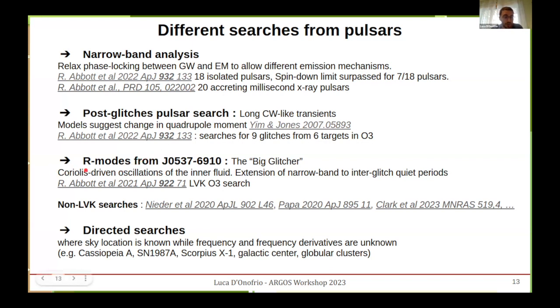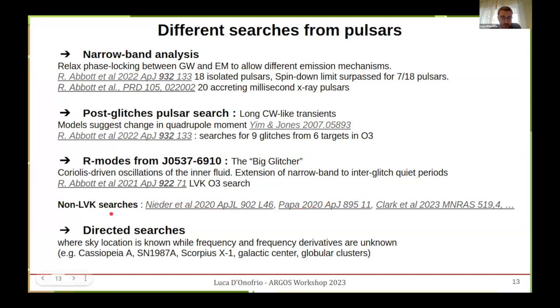We searched also for r-modes. This is a different emission model, because r-modes are oscillations of the inner fluid of the neutron stars, and so there are some models that entail a different relation between the gravitational wave frequency and the rotation frequency. And we searched for this pulsar, which is the big glitcher, and it's basically an extension of the narrow band analysis, but for interglitch quiet periods.